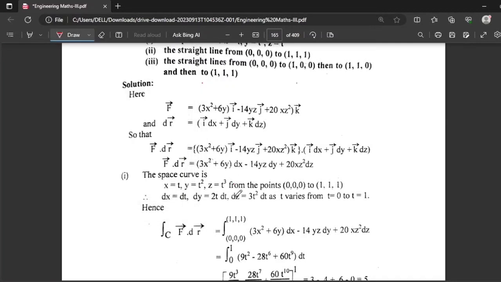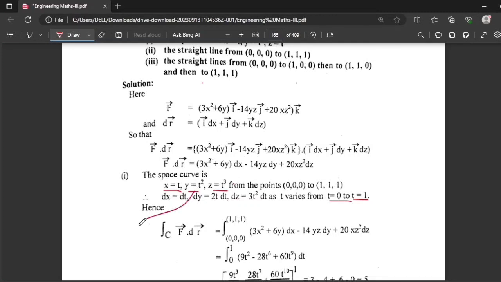To find the limit of t, you can use any of these. The easiest one is this, because these both are equal and there is no square or square root or cube or something like that. So the easiest one is this. So x varies from 0 to 1. When x is 0, t is 0. So when x is 1, t is also 1.